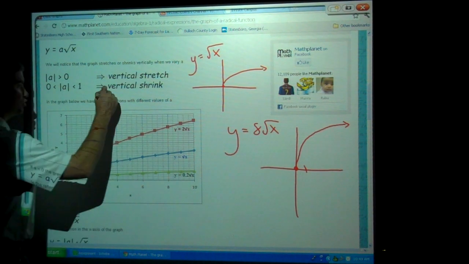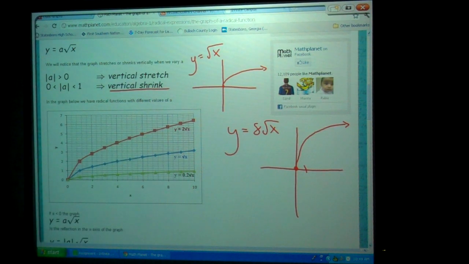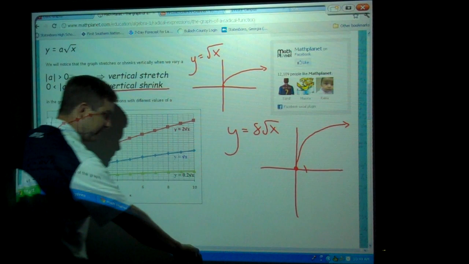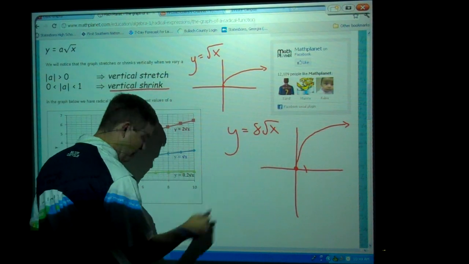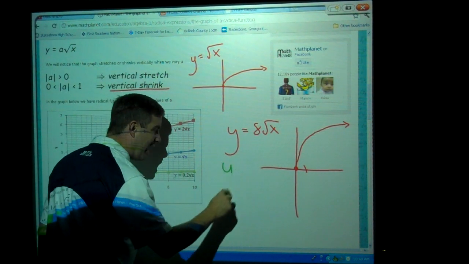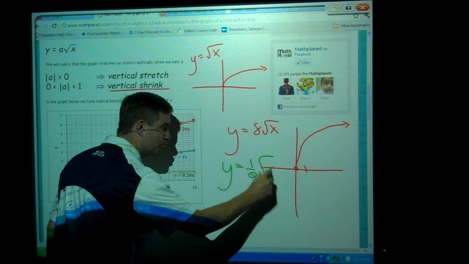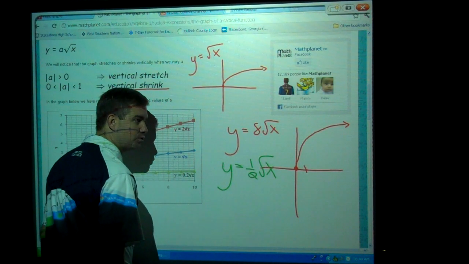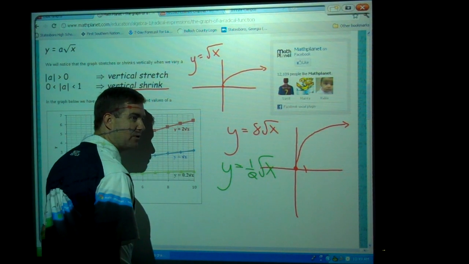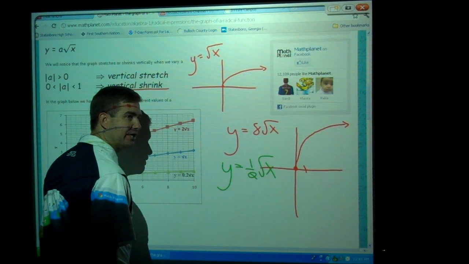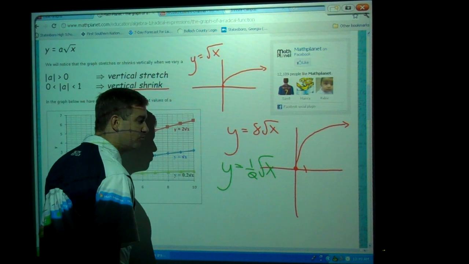Let's talk about vertical shrink. When do we have a shrink? When A is in between 0 and 1. So let's do an example. We'll do it right here on the same graph. I'll do it in a different color. Y equals, say, 1/2 root x. That's how we say that. Don't say square root, just shorten it to root. Y equals 1/2 root x.